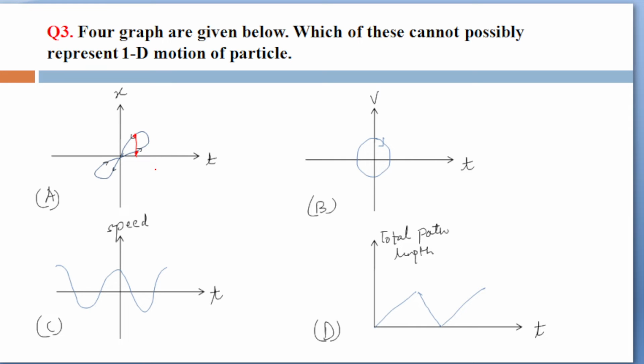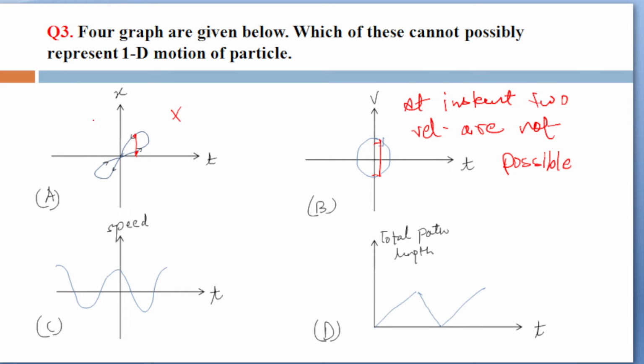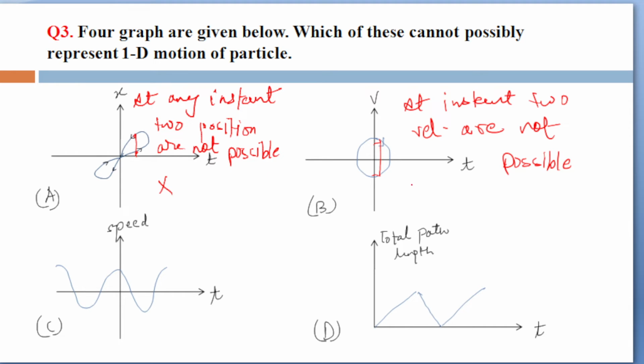So if a particle has two positions at the same time, this will not be 1D. Same here means if a particle at a particular instant has two velocities, that is not possible. We can see at a particular instant here are two velocities. So at an instant two velocities are not possible. Here at any instant two positions are not possible. So these two are incorrect.